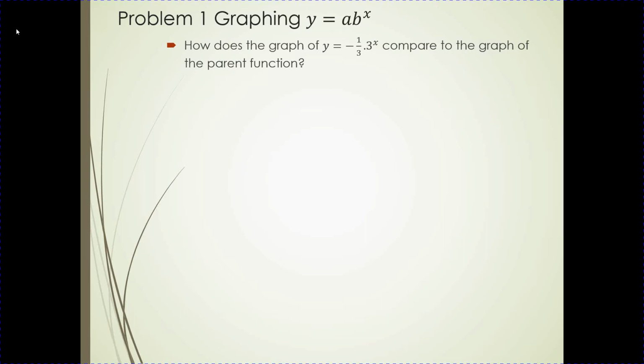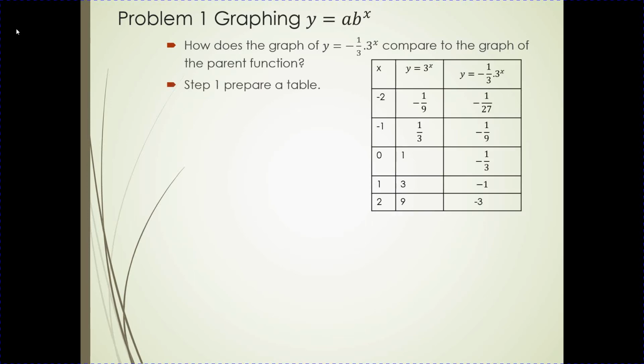Anyway, to compare the graph of y equals negative 1 over 3 times 3 to the power of x to the parent function y equals 3 to the power of x, let's draw the graph of y equals 3 to the power of x and y equals negative 1 over 3 times 3 to the power of x using a table.